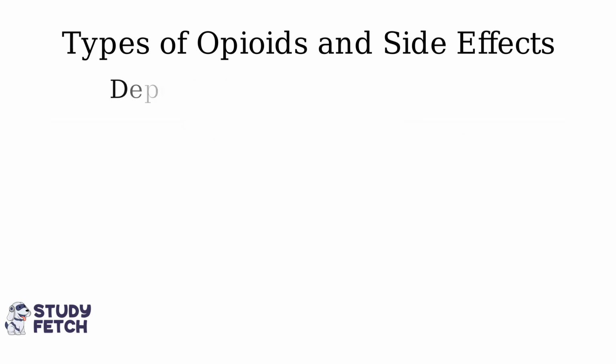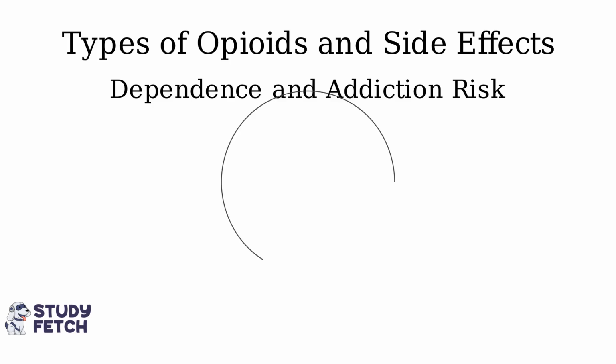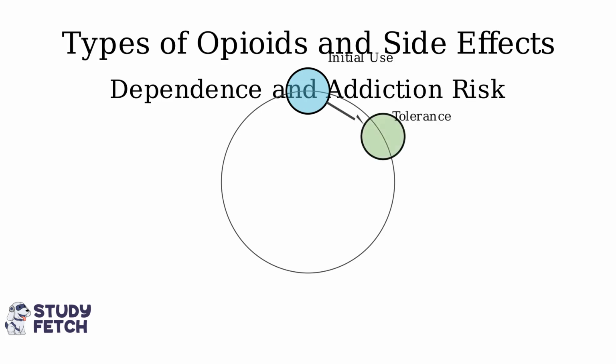Beyond their side effects, opioids can lead to dependence and addiction, which operates in a cycle. The cycle typically begins with initial use for legitimate pain relief. Over time, tolerance develops, requiring higher doses for the same effect. This can lead to physical dependence, where the body adapts to the presence of the drug.